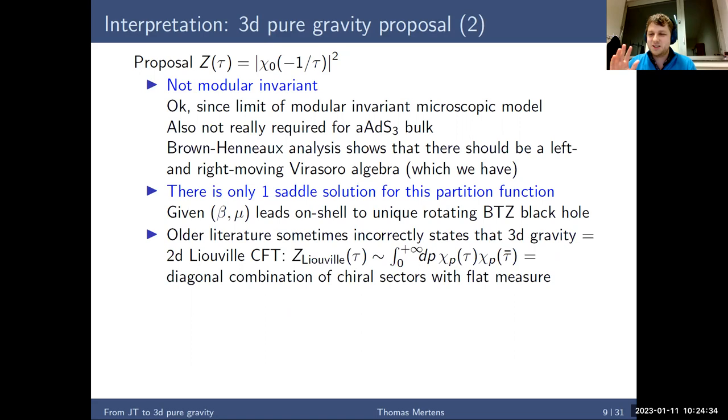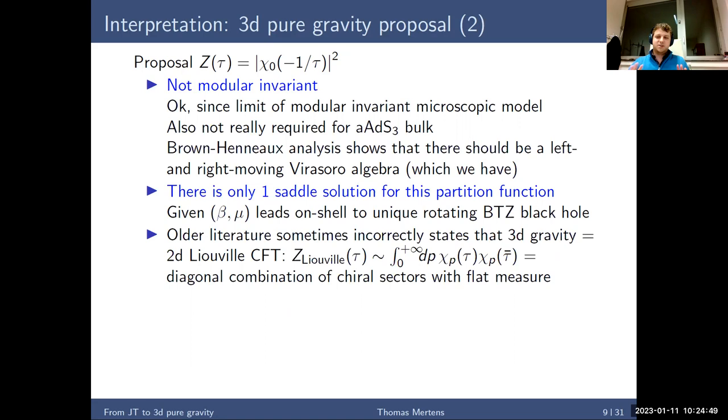I'm not necessarily trying to convince you that you should do this. I'm just trying to convince you that you can do this, and this would be something that is very similar in the end to JT gravity with all of the same deficiencies. So it's a direct generalization of this thing. That's all I'm saying.